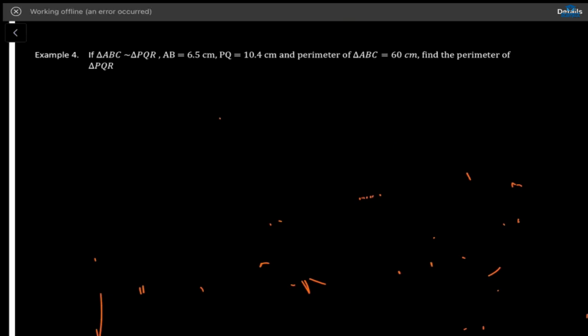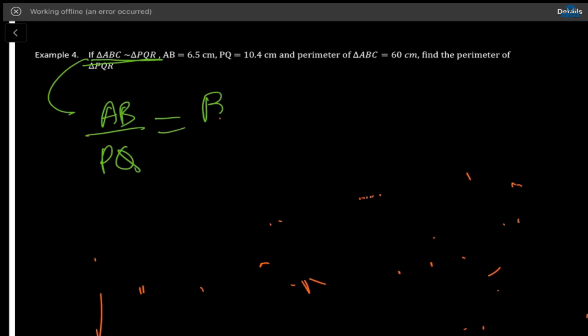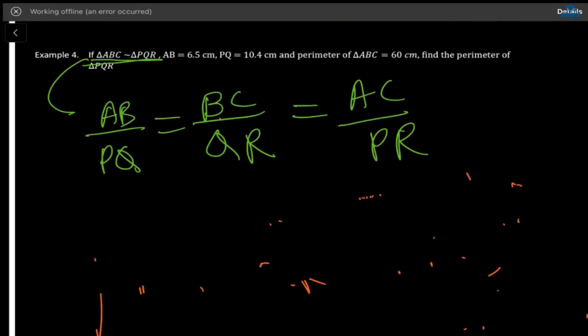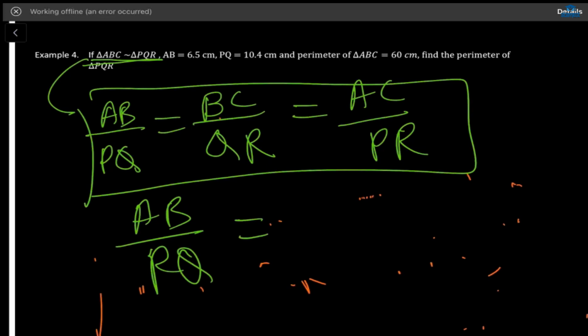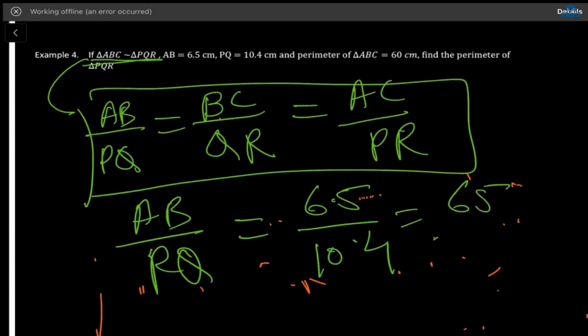Now it is given to you that triangle ABC is similar to triangle PQR. That means AB by PQ is equal to BC by QR is equal to AC by PR. Am I right, everybody? If both the triangles are similar, this ratio will be the same. The values of AB and PQ are given, 6.5 by 10.4, so it can be written as 65 by 104. I'm just removing the decimal points. Till here, everybody clear?